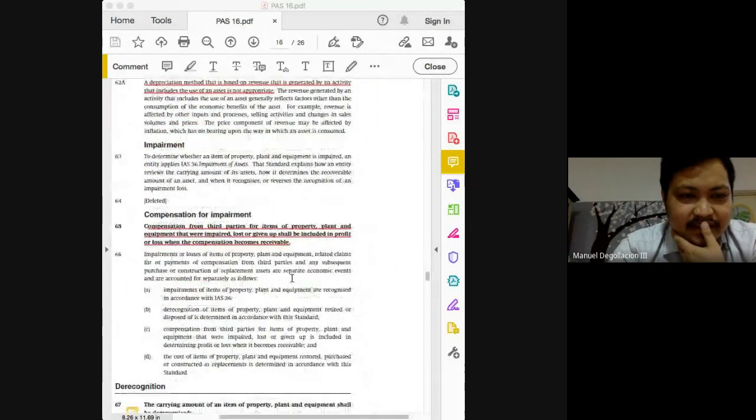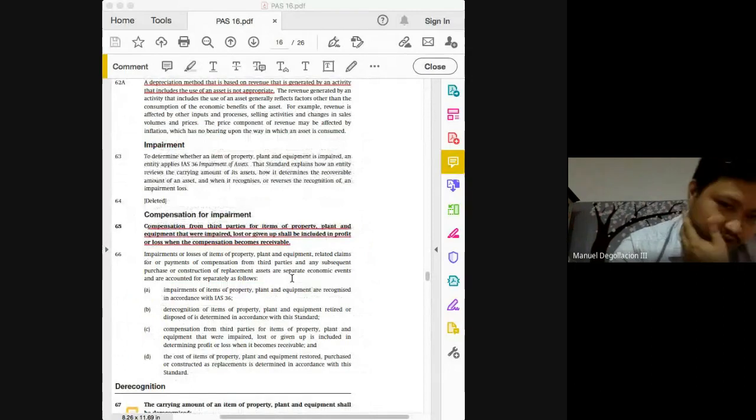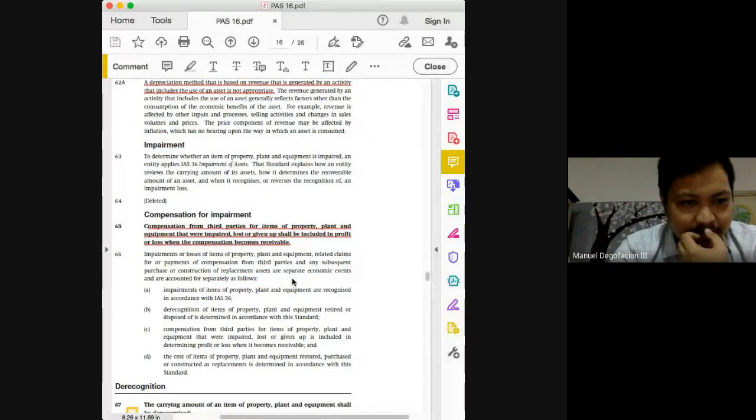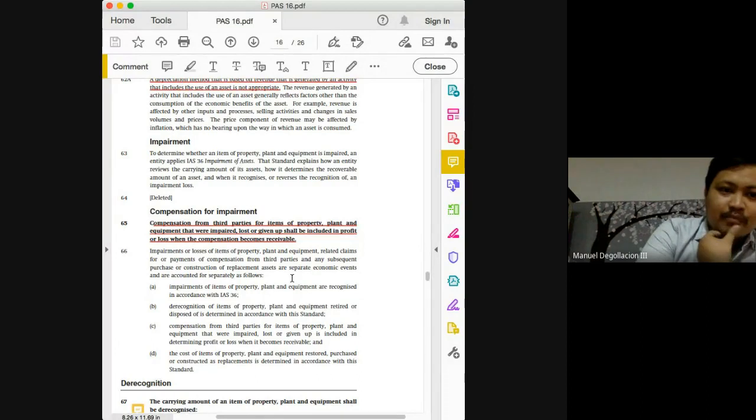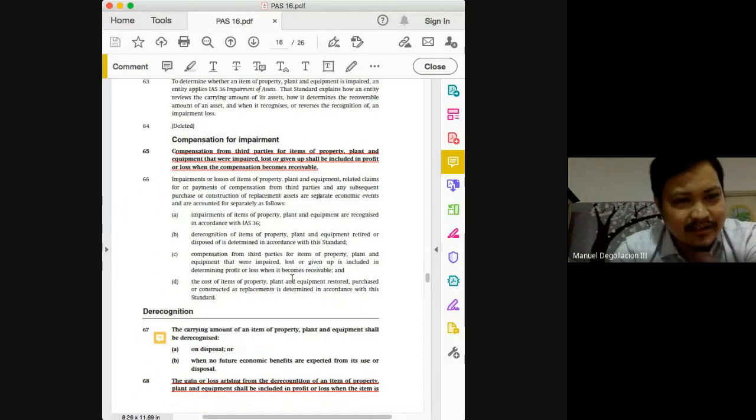Paragraph 65 is not really part of the basic concepts expected from you, but this would be a good source for a true or false question. Compensation from third parties for items of property, plant, and equipment that were impaired, lost, or given up shall be included in profit or loss when the compensation becomes receivable. I do not see any importance in elaborating this at this point.